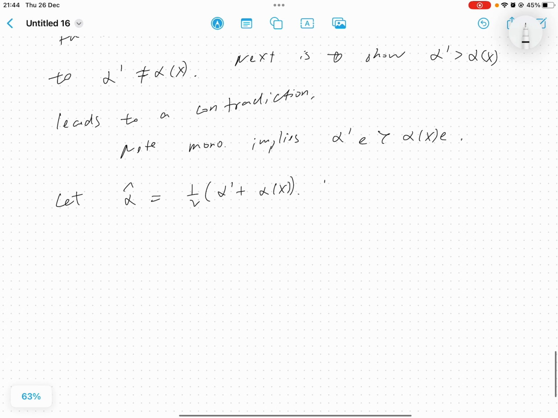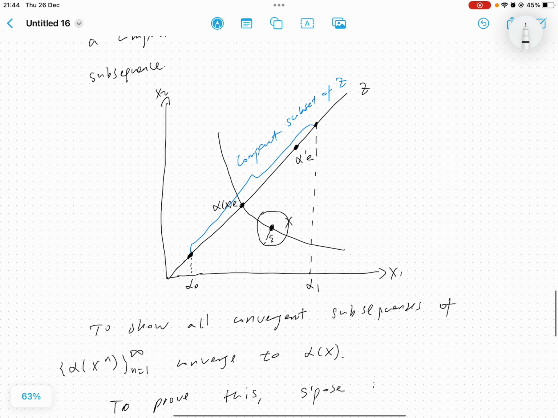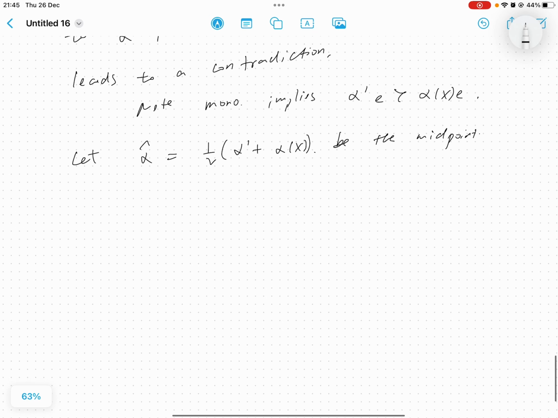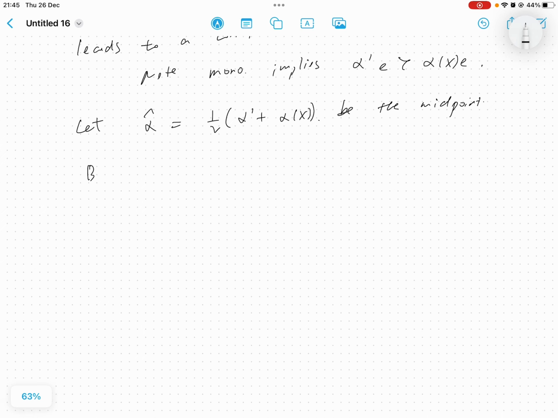Okay, let this be the midpoint. So where's the midpoint on the figure? It will be just somewhere here, right? So this would be the alpha hat times e. Okay. All right, so this is the midpoint. And what else? So by the monotonicity again, alpha hat e is also strictly preferred to alpha x e.